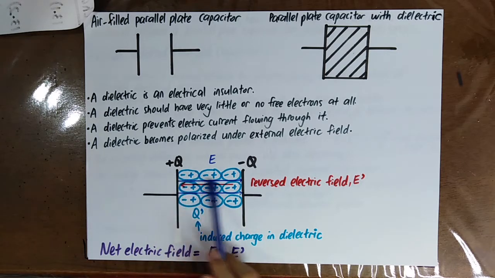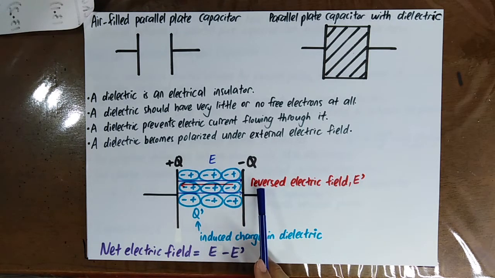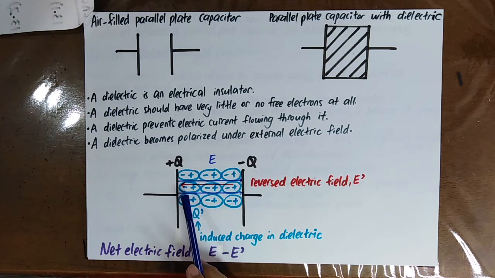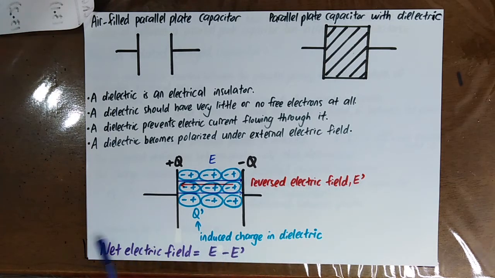Okay, the blue line indicates the original electric field, and then the red line shows the reverse electric field. And then the net electric field would be this minus this, so that you know the overall electric field will decrease.